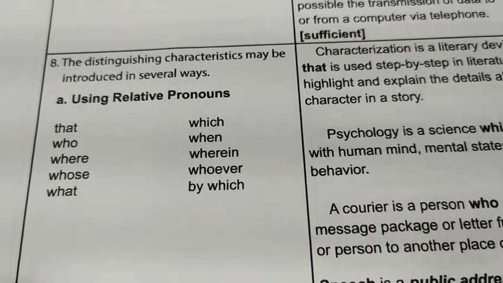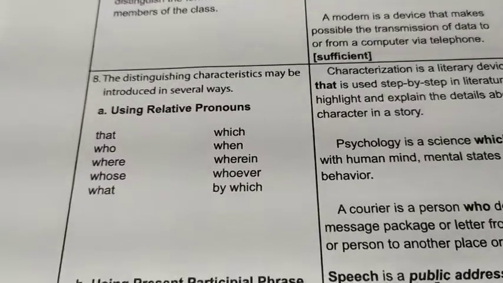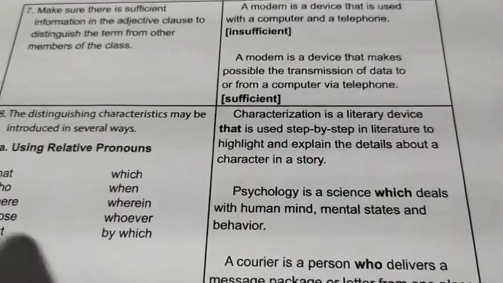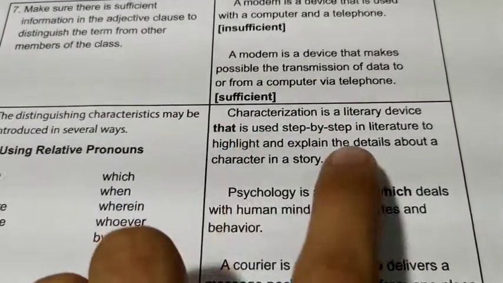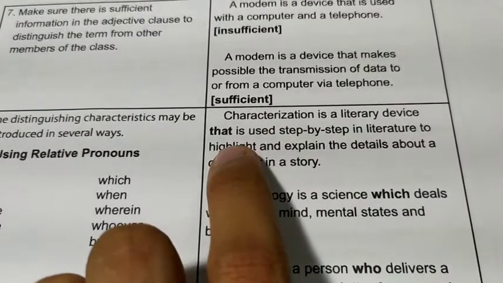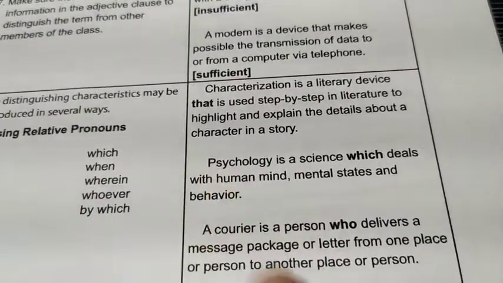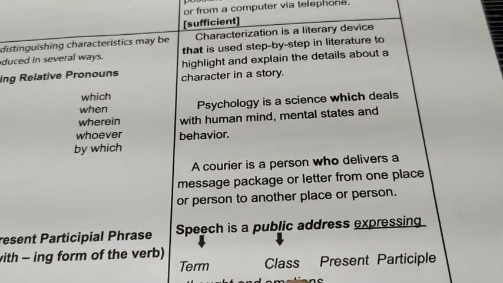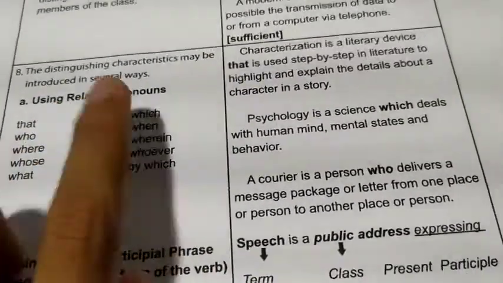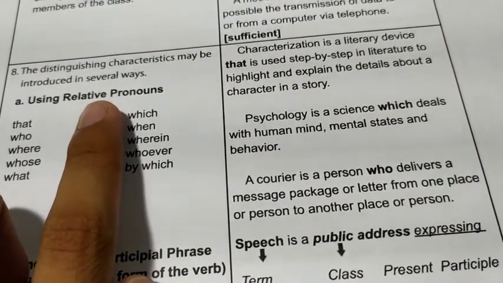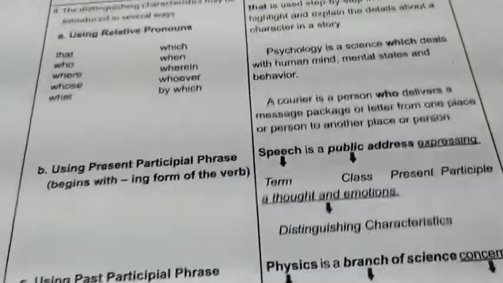Then, the distinguishing characteristic may be introduced in several ways. It can be using a relative pronoun like that, who, where, and these words. For example, characterization is a literary device that, meaning this explanation is really defining what characterization is, what psychology is, what a courier is. So we are using those. So there should be a relation. It clearly links the term to the characteristics.